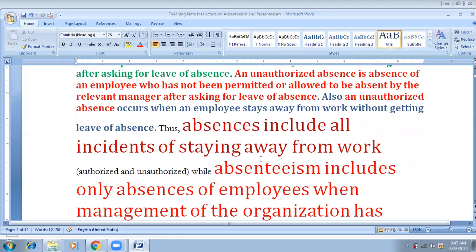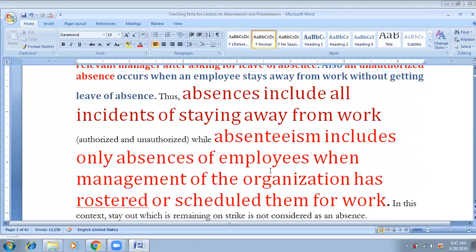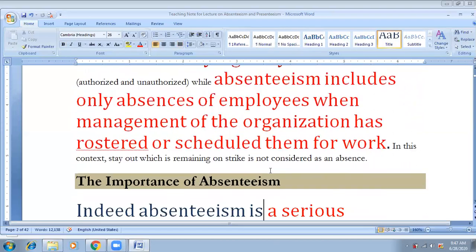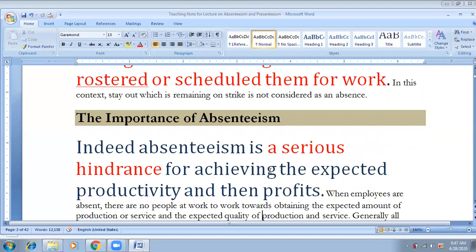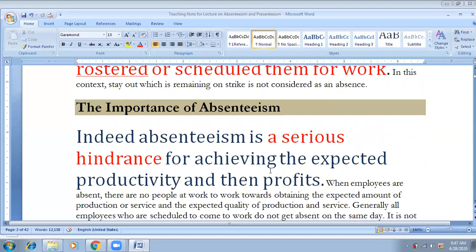Absences include all incidents of staying away from work, both authorized and unauthorized. Absenteeism includes only absence of employees when the management of the organization has rostered or scheduled them for work. Staying out because of a strike is not considered an absence. Then what is the importance of absenteeism?